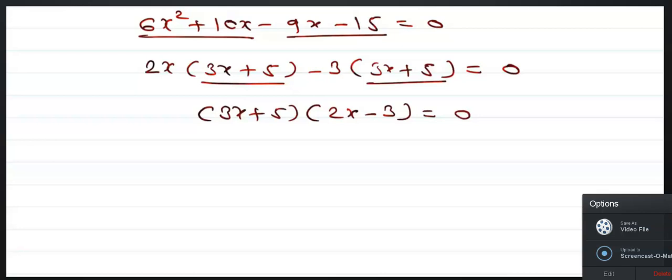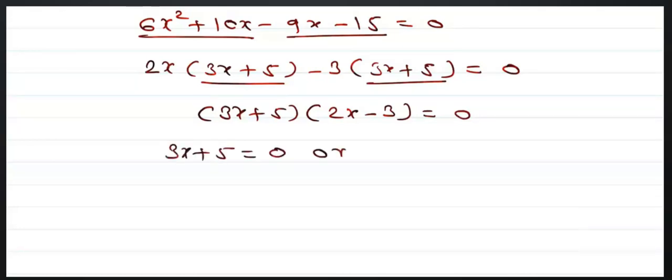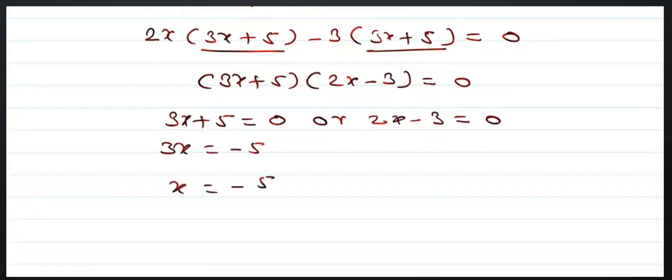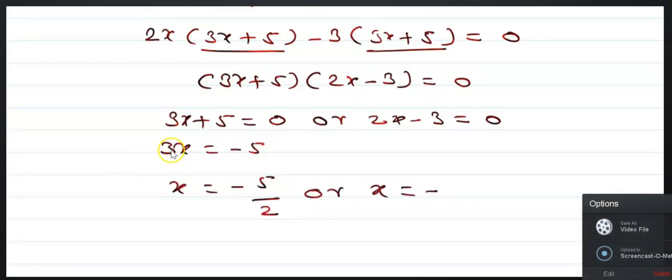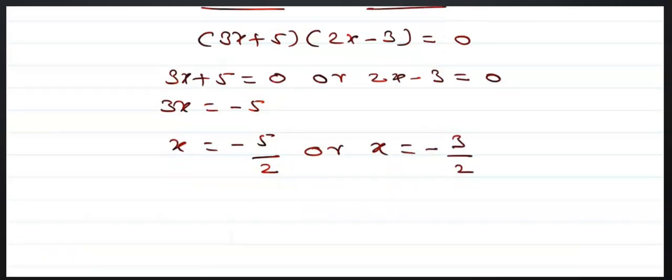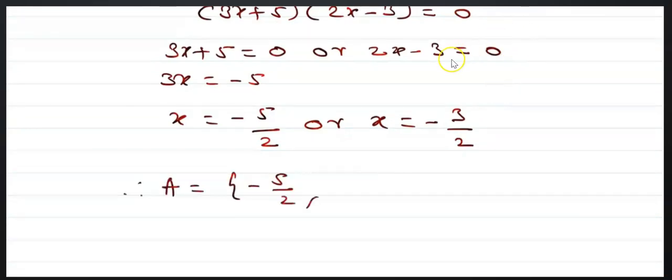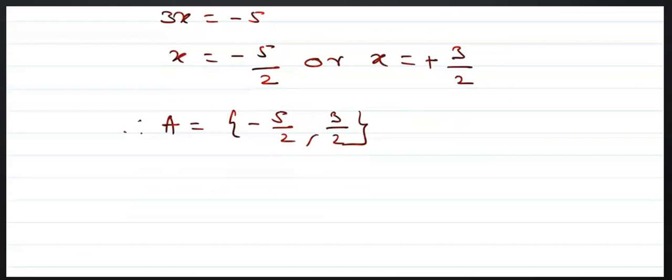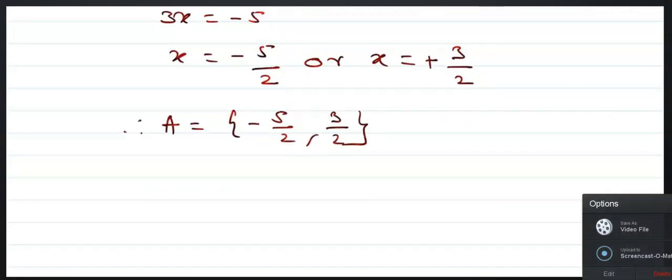And hence 3x plus 5 is equal to 0, or 2x minus 3 is equal to 0. And that's why 3x plus 5 equals 0, 3x is equal to minus 5, x is equal to minus 5 upon 3, or x is equal to 3 upon 2. My mistake, I had written it as plus. And in this way, we have the set minus 5 upon 3, 3 upon 2. Set A has two elements, minus 5 by 3 and 3 by 2.